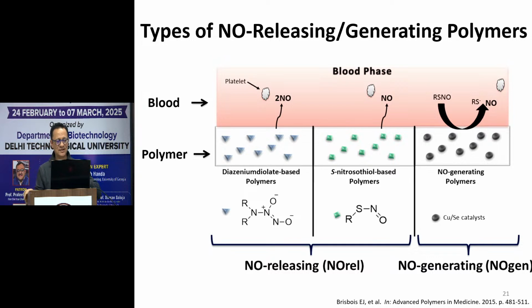Now, nitric oxide generating materials, or NO-gen, is when we put a catalyst in the coating, which can be copper or selenium, for example, and our blood has these packets, or RSNOs, S-nitrosothiols, that carry nitric oxide. When this packet of nitric oxide carrying molecule comes in contact with this catalyst, it releases nitric oxide. So we are not relying on the coating having a nitric oxide donor in it. We are relying on the nitric oxide packets present in blood, and our catalyst is converting that packet to nitric oxide release. Okay, so nitric oxide releasing materials, nitric oxide generating materials.